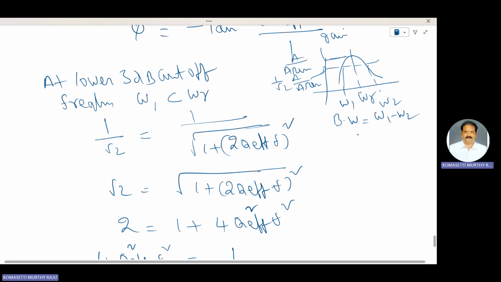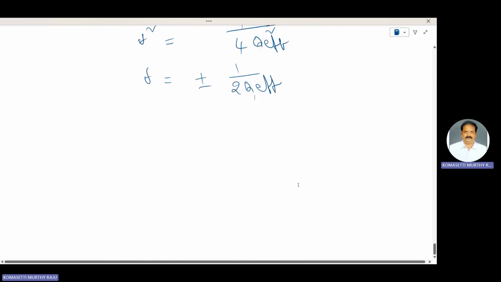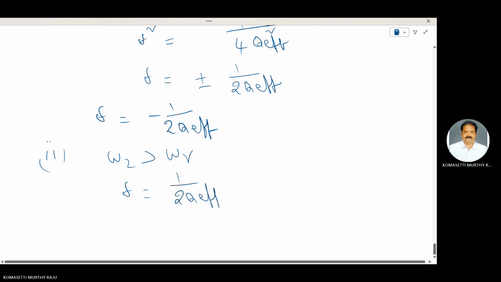For this case, omega 1 is less than omega R. Therefore, delta is equal to minus 1 by 2 Q effective. Case 2: omega 2 is greater than omega R. In that case, delta is equal to 1 by 2 Q effective. In both cases, omega 1 and omega 2, the gain decreases to 1 by root 2 times A by A resonance.